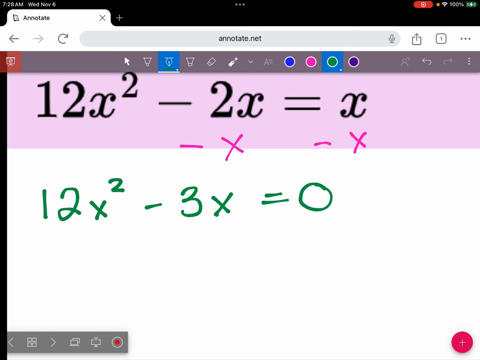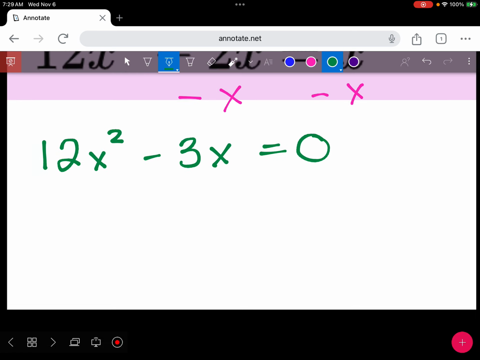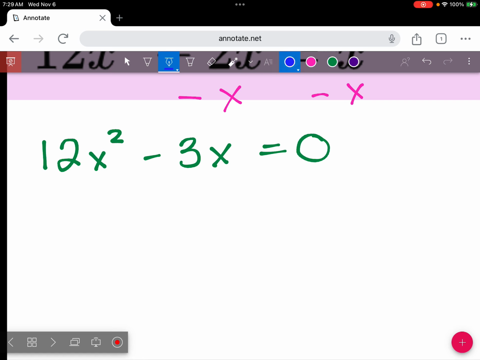Is there anything that we can factor out of these terms? Is there a greatest common factor? 3. Anything else? I can't take a 4 out of 3. But I can take an x out of both pieces. I can divide each of these by 3x. If I divide the 12x squared by 3x, what do I get that's left over? 4x. If I divide the 3x by 3x, what do I get left over? Nothing. Not 0.